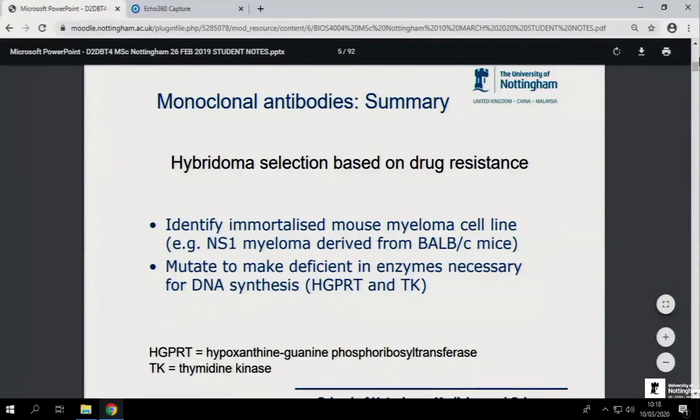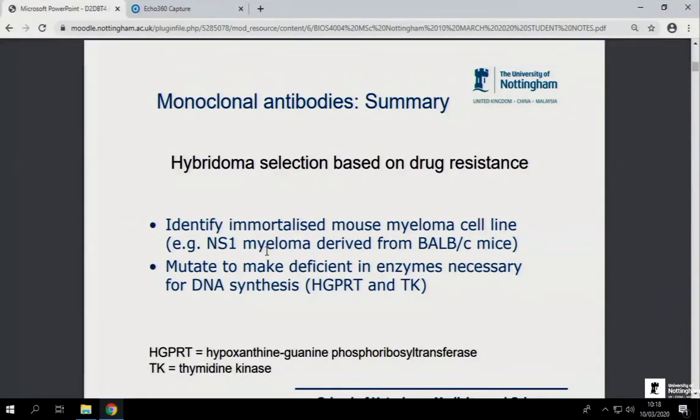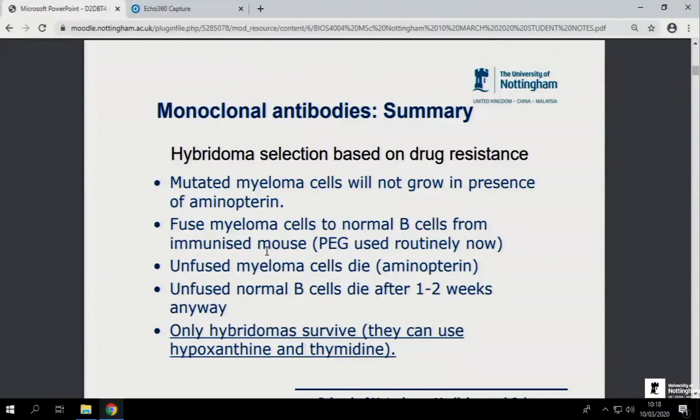Now basically the technology behind making these things, I'm sure, has been described to you by other colleagues, but I just summarize it in one or two words here. Usually NS1 myeloma, which is the mouse myeloma, is the one that's used as the myeloma cell. So you have mouse spleen cells fused to NS1 myeloma, and they produce hybridomas. They select on drug resistance, which I'm not going to go into, but all I want to say is that unfused myeloma cells will die because of the culture medium. Unfused normal B cells die after 2 weeks or so, and so only hybridomas survive. Only the cells that are fusions of T cells that grow forever and B cells that make antibody are the only ones that survive, okay?